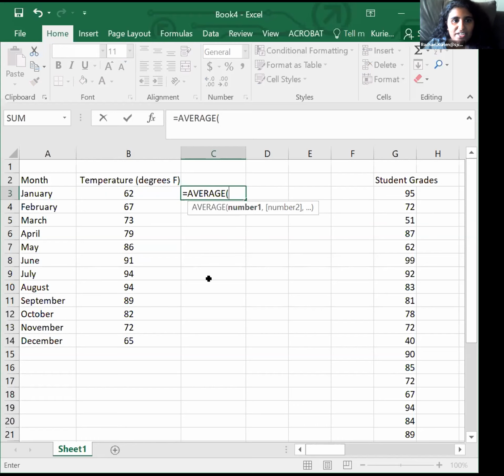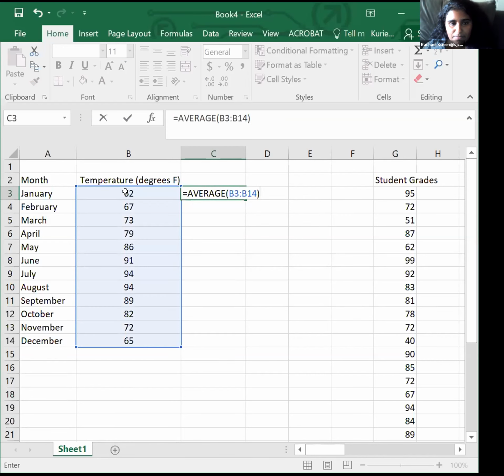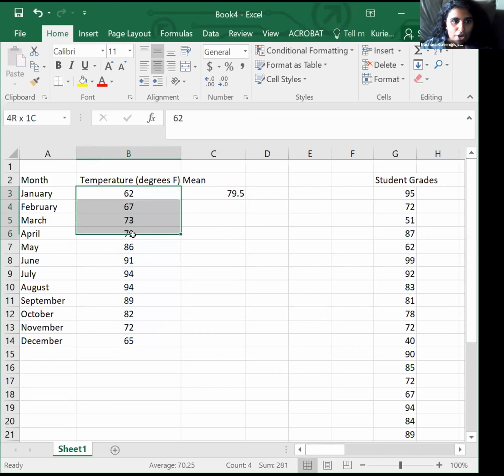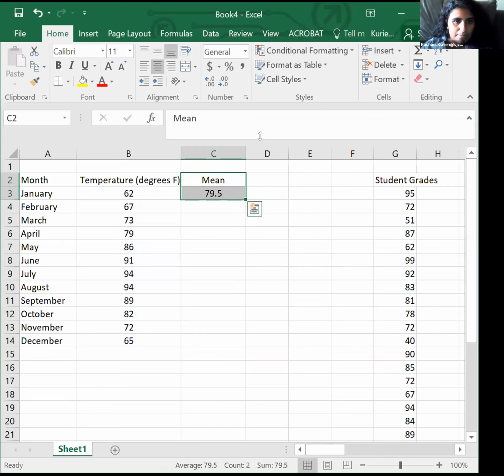And then it has number 1, number 2. So what you're gonna do is click on the first one, and you can either hit shift and then hit your arrow all the way down, close the parentheses and hit enter. And so this is the mean, the average temperature for that year. Another way is to click on it and just drag your mouse all the way down. The same thing works. So just keep that in mind.